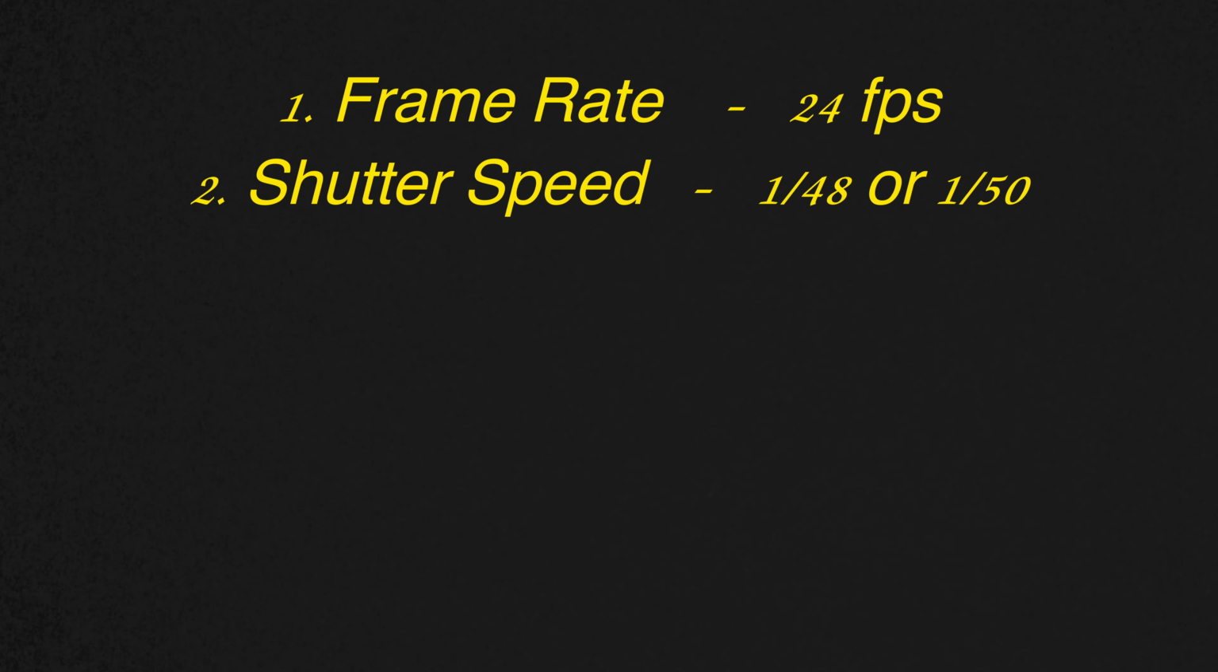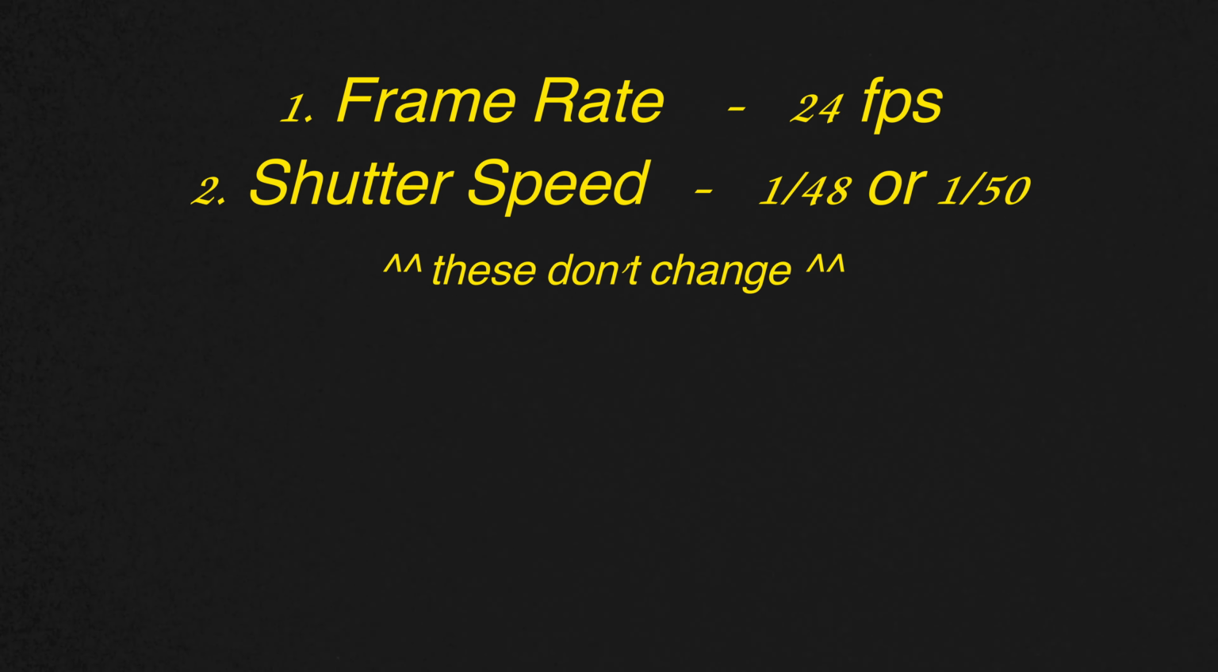So the first thing you're going to want to do, when you get your camera set up and your lighting set up, is make sure you're shooting in the right frame rate. So make sure you're shooting in 24 frames a second, or as close to 24 as your camera will do. Then check your shutter speed and make sure that number is double your frame rate. Again, if we're shooting in 24 like we should be, then change your shutter speed to 1/48 or 1/50.